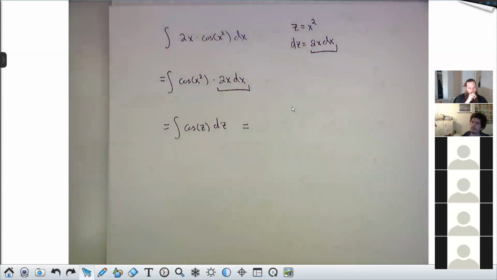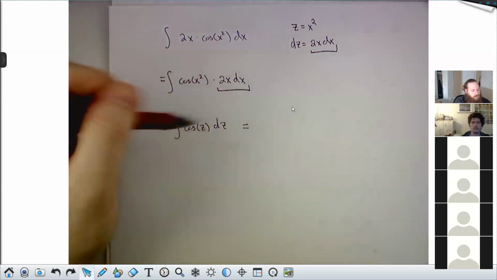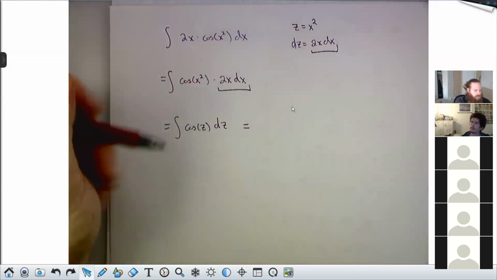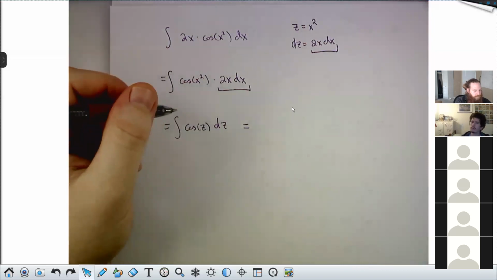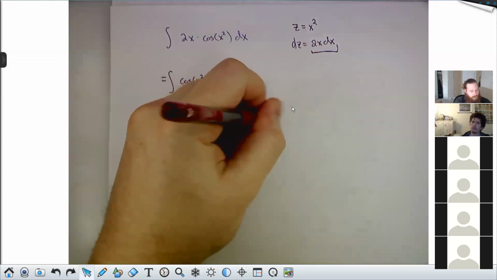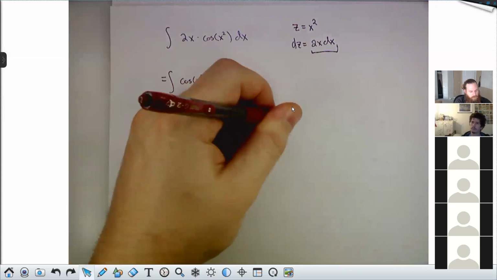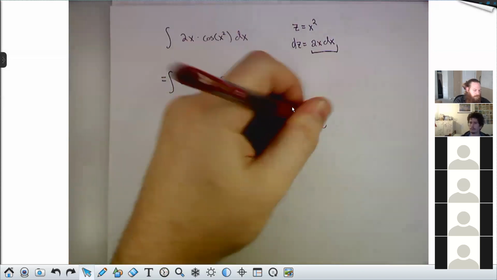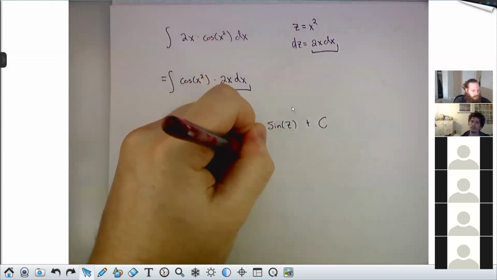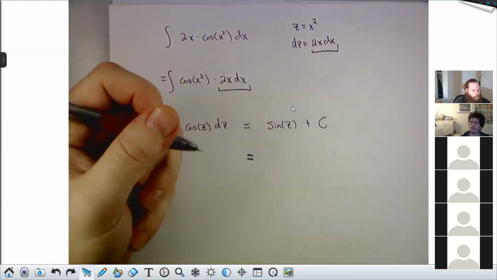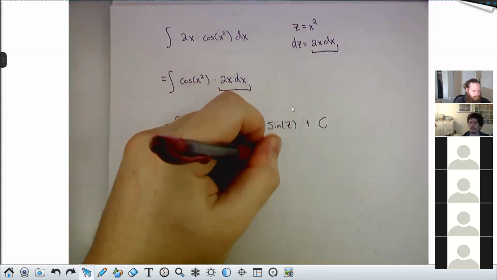Integrate like normal. So what is the integral of cos z dz? Sine z. Good, yeah, this is sine of z. And I add on my plus c because it's an indefinite integral. And then one last step. Sub the x squared in for the z. Good.